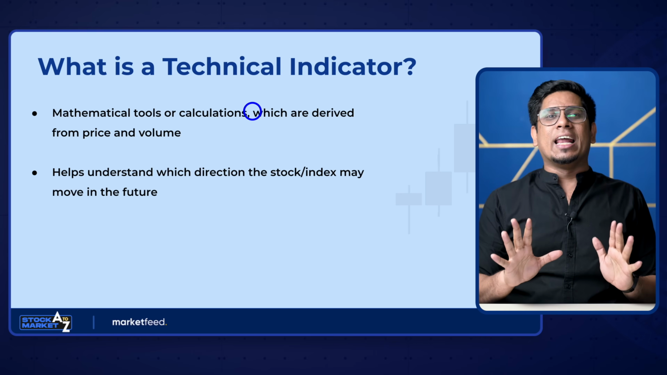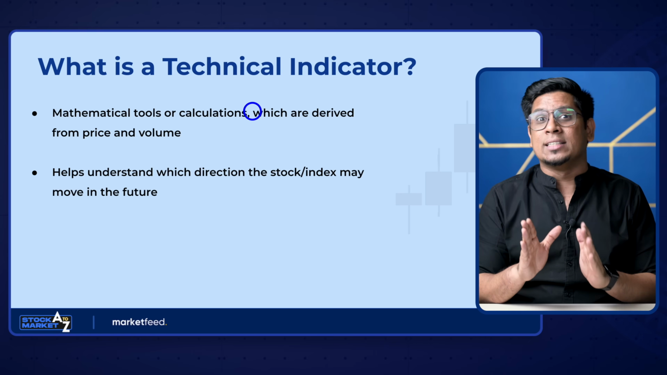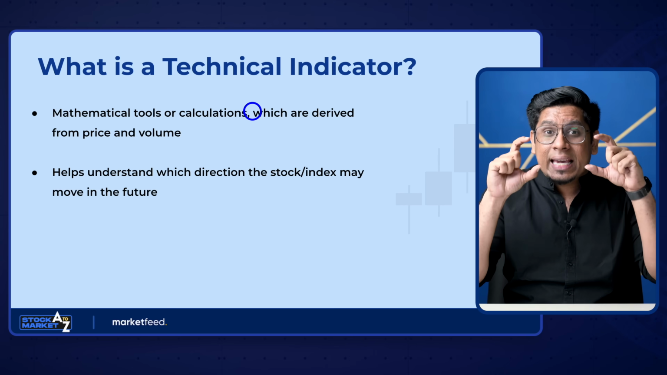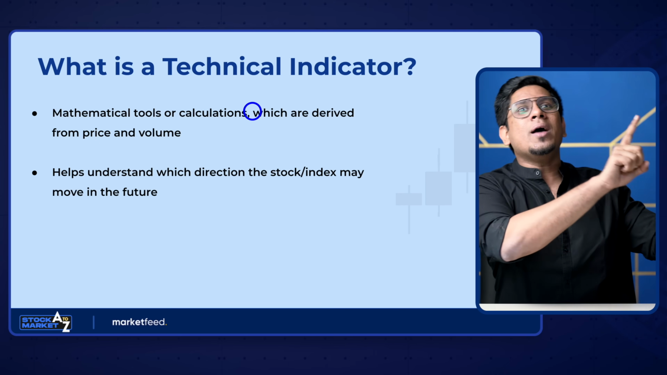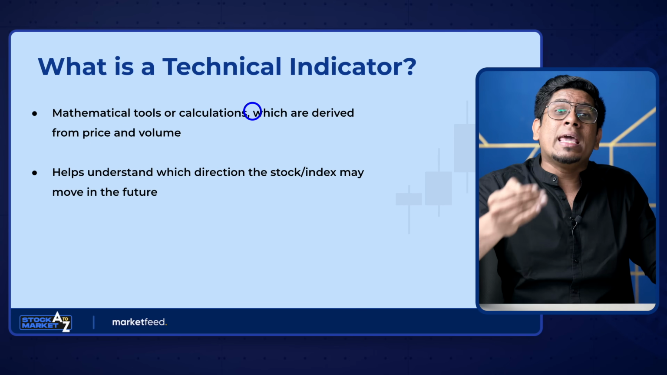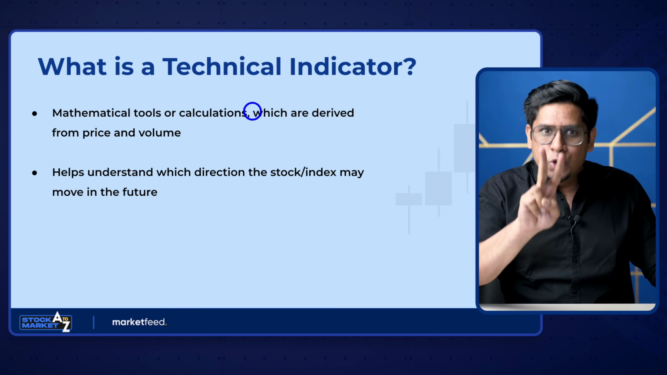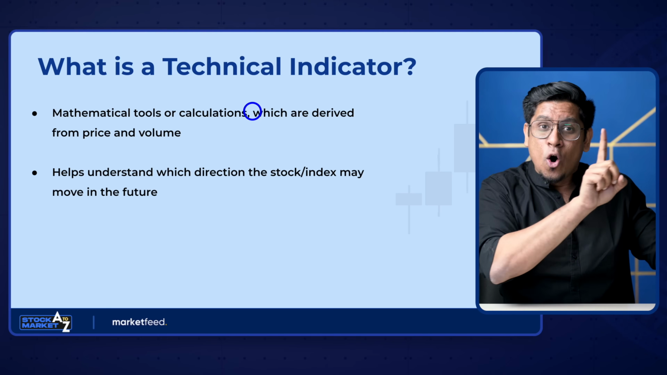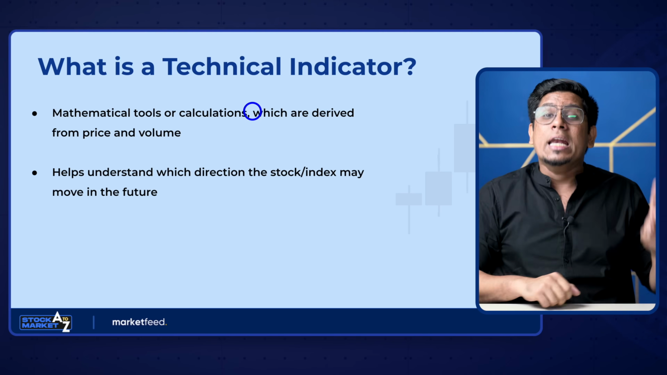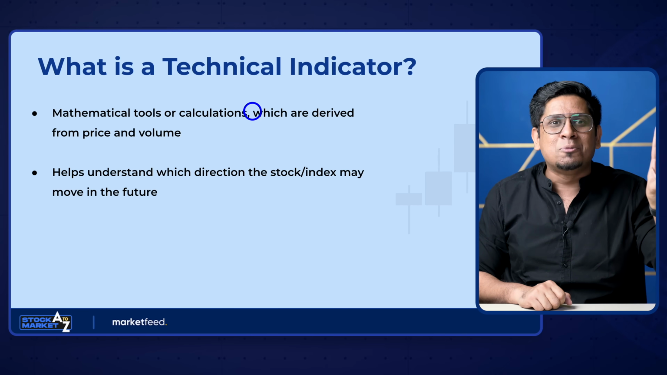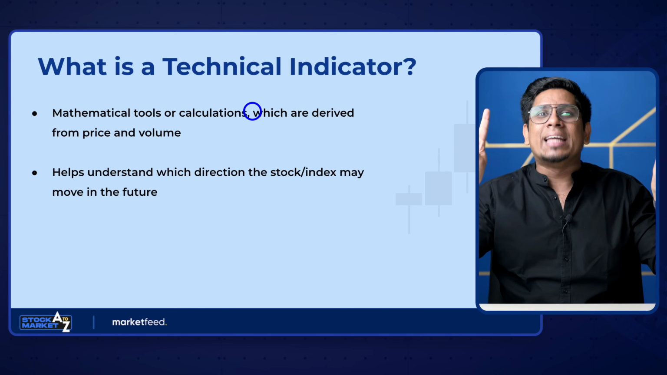Now the only question there is, if that is what technical analysis is, what is the catch there? Make an intelligent analysis of the historical data. Now how to make intelligent analysis? Two ways of making intelligent analysis of historical price and volume data. Number one is price action based methods, and number two is technical indicators.